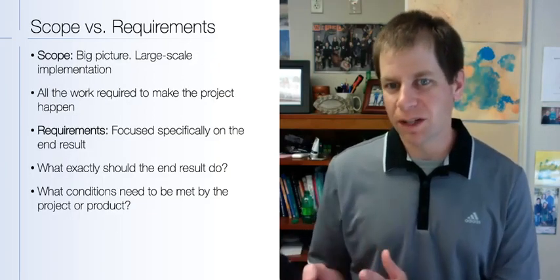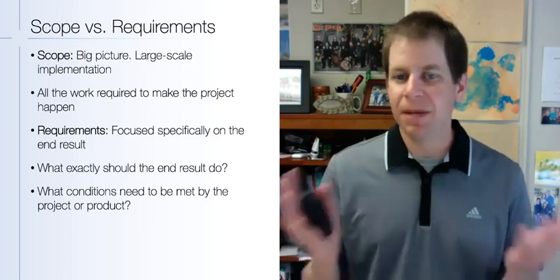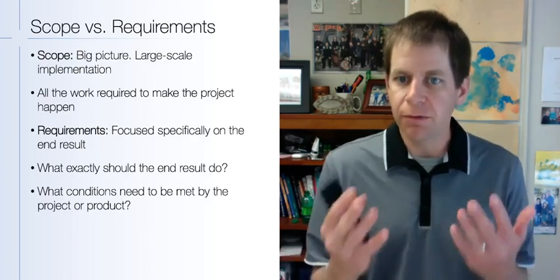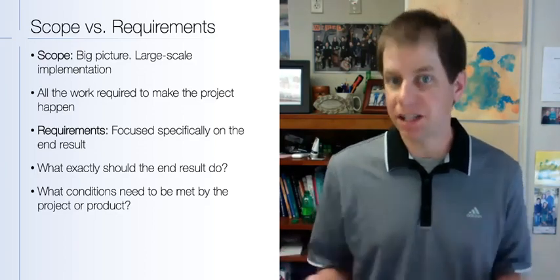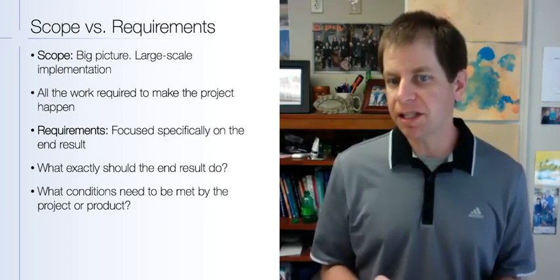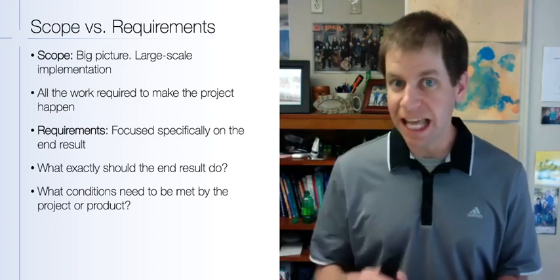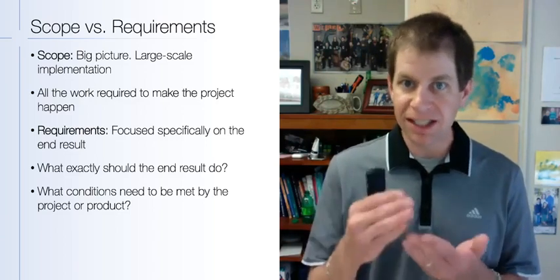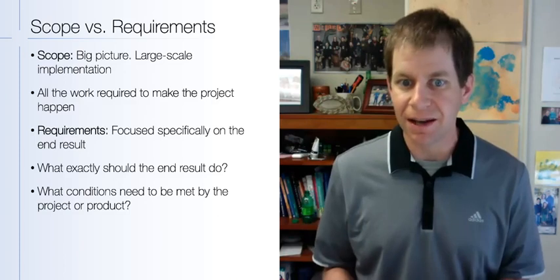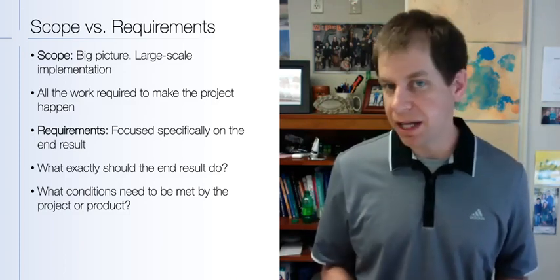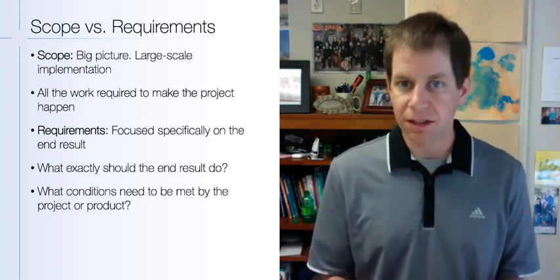If we look at scope versus requirements, scope is big picture, large scale implementation, all the work required to make the project happen. Summarize the project briefly. Requirements are specifically focused on the end result. What exactly should it do? What capabilities does it need to have? When we say upgrade, what does that mean? What conditions need to be met by the product or the end result of the project?